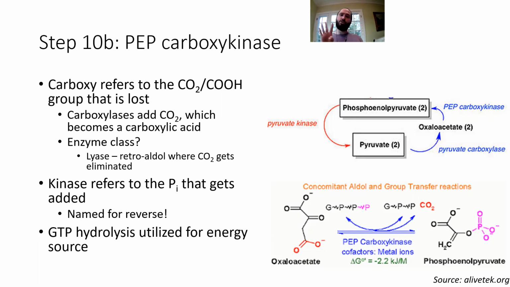So far we've used 4 nucleotide triphosphates in gluconeogenesis, which is technically more than the net ATP we get from glycolysis in the first place. It turns out it's going to require more energy to do gluconeogenesis than we harvested from glycolysis in the forward direction. So this is a more energetically costly process. And this step does occur in the cytosol. Any questions on PEP carboxykinase?